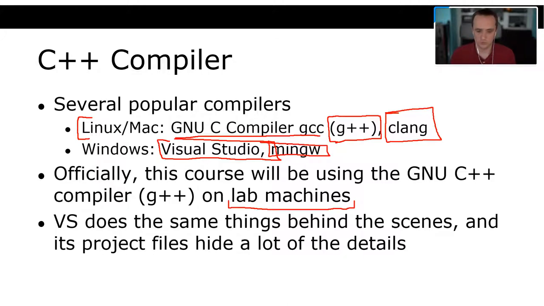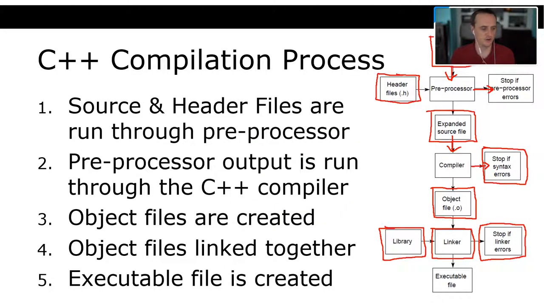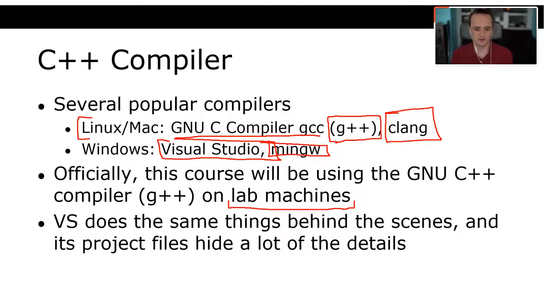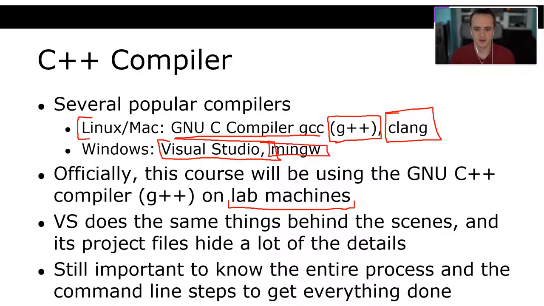When you hit compile in Visual Studio, all of this happens behind the scenes. It's completely hidden from you. But knowing this process is really important, because if you encounter specific errors at specific times, you want to know what that process is so you can debug. For example, you really want to know the difference between a linker error and a compiler error, because how you fix those two errors is completely different.